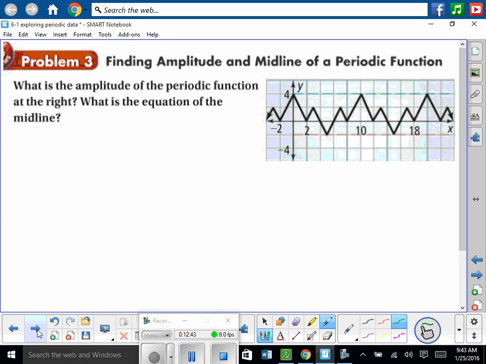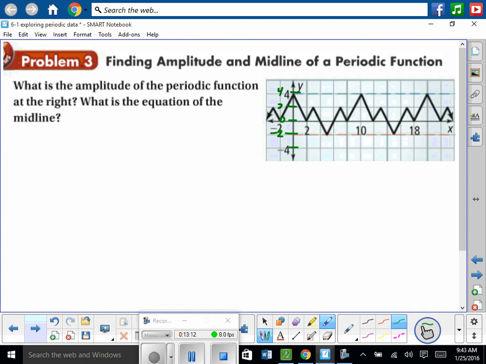It says, what is the amplitude of the periodic function at the right? What is the equation of the midline? So remember, amplitude is the distance from the midline. So first of all, I just like to look at the total distance in my y values. So it looks like my minimum is at, now look at your y values. We're working in 2s, right? Because this is -4, so this is -2, this is 0, this is 2, and this is 4.